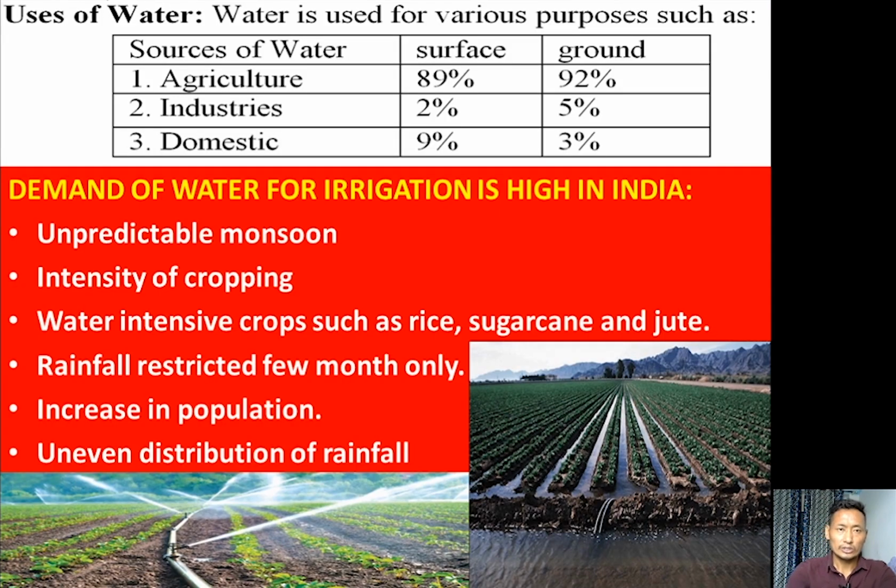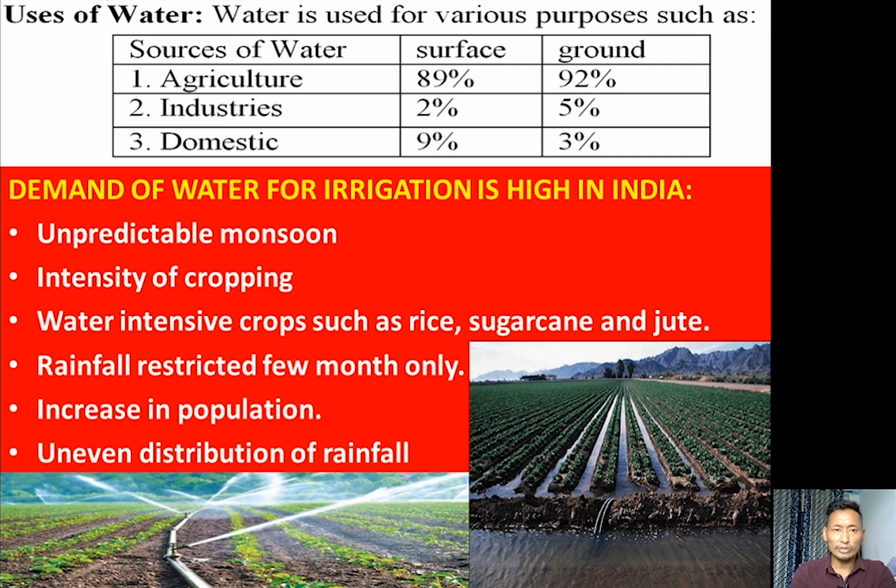Next one is, we already discussed the sources of fresh water in India. So the next one is we are going to learn about the uses of water for different purposes. Here we have one table, and this particular table we are going to discuss, mostly the usage of surface and underground water in different sectors in India.